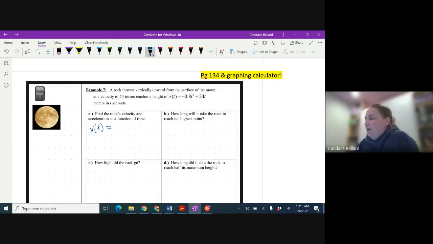Okay. So V of t equals, and I'm also going to use the notation S prime of t. You've got to take that derivative. It doesn't want me to necessarily use the calculator because it wants the actual equation. It hasn't told us to put in a time or anything yet. So to do a derivative, I multiply by the front. That's going to be negative 1.6t plus 24.